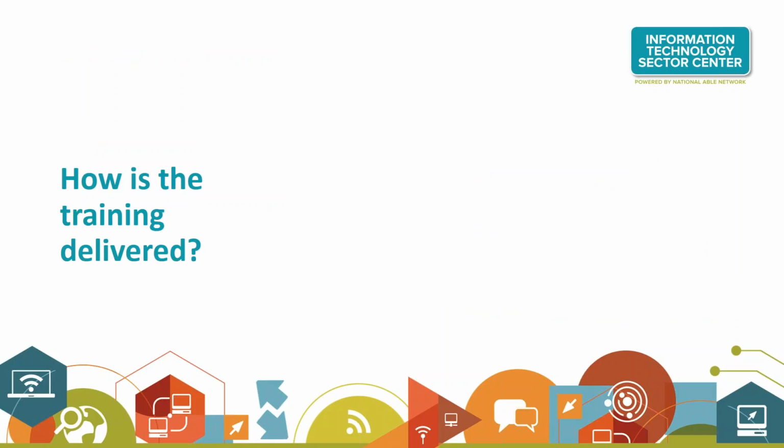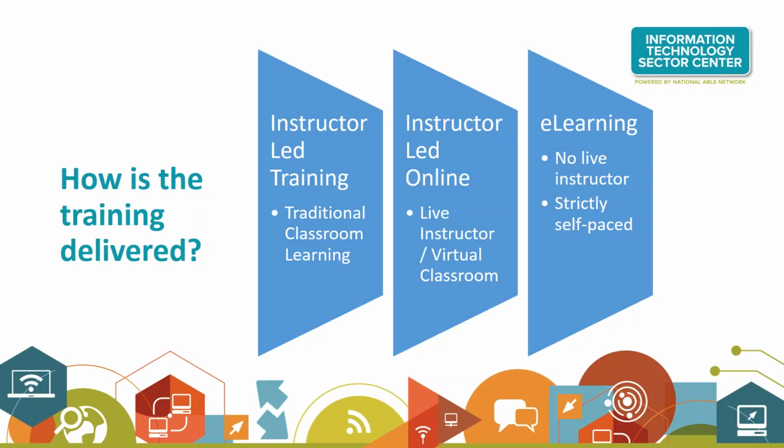How is it delivered? 3 basic ways that you'll see here within the Chicagoland area: instructor-led training, and that's traditional classroom. You'll have an instructor in front of a classroom, usually a computer lab of some sort. It's what we all think of when we think of training or going to school. The first and one of the more popular variants on that is instructor-led online or virtual instructor-led training.